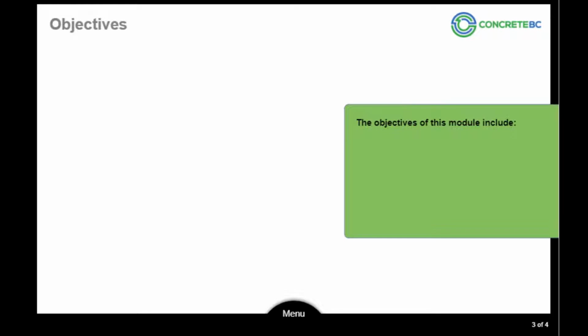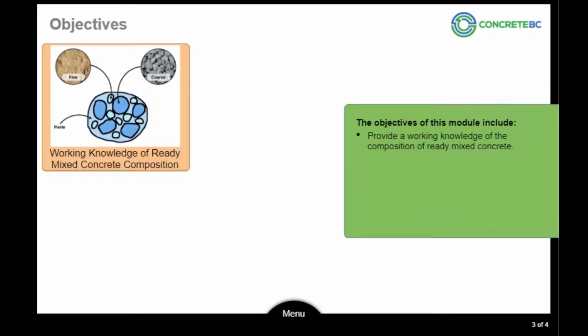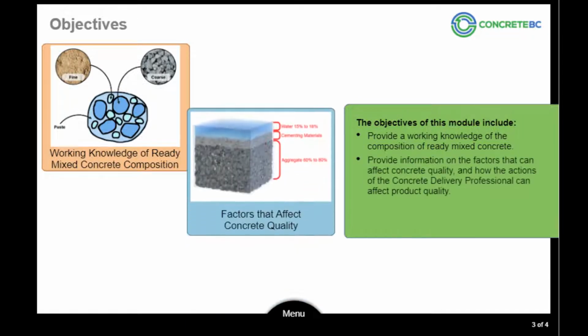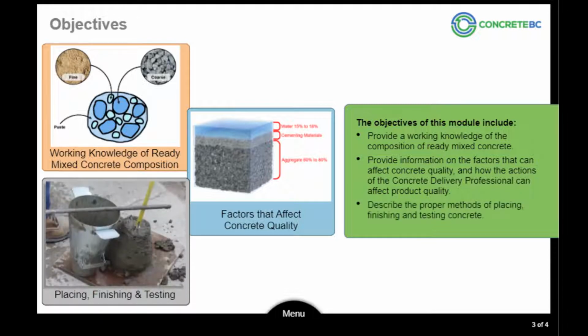The objectives of this module include: provide a working knowledge of the composition of ready-mix concrete. Provide information on the factors that can affect concrete quality and how the actions of the concrete delivery professional can affect product quality. And describe the proper methods of placing, finishing, and testing concrete.